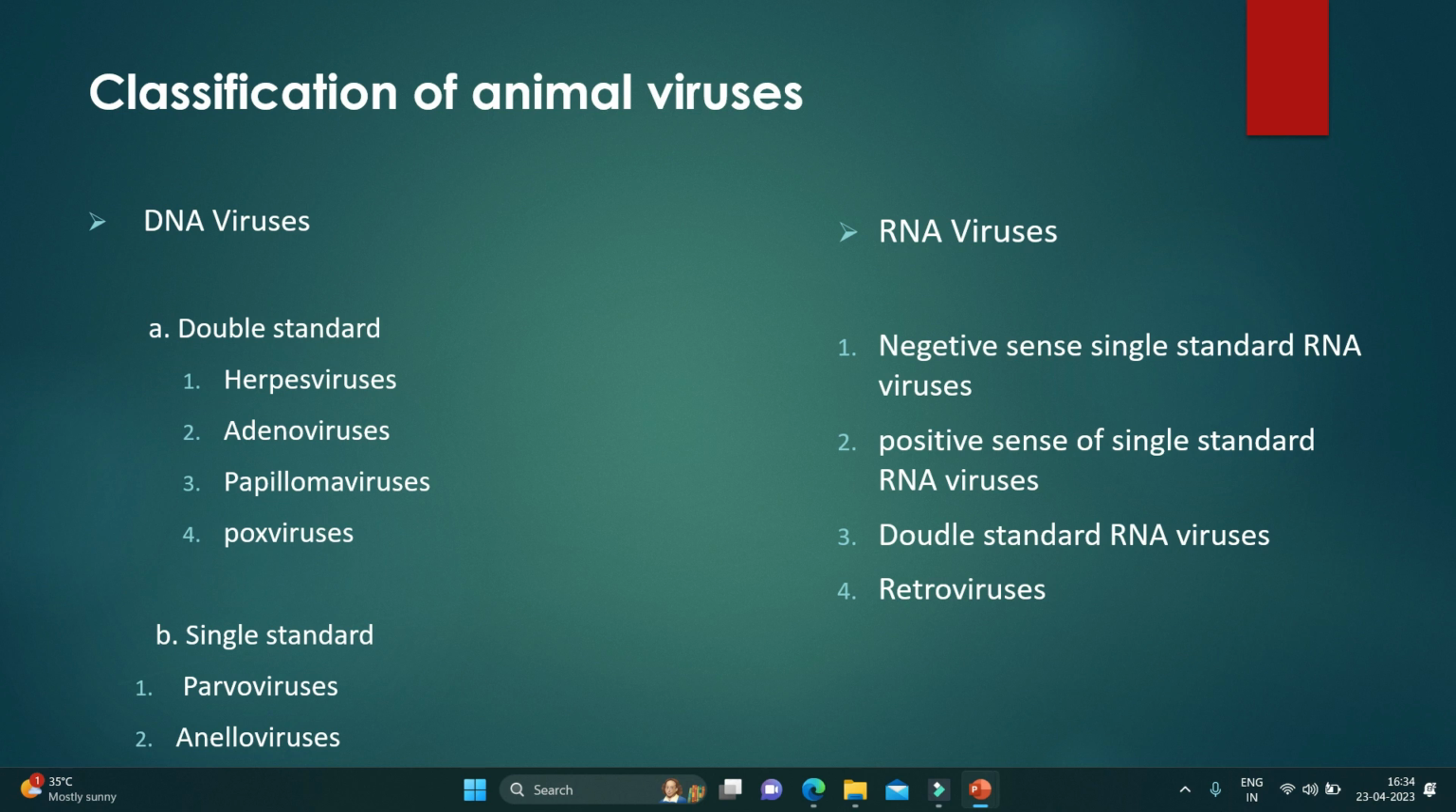Third one is double-stranded RNA virus. They have a genome consisting of two RNA strands, which can be segmented or non-segmented. Example, reovirus family, which includes rotavirus, which causes diarrhea in infants and young children. Fourth one is retrovirus, viruses that use a reverse transcriptase enzyme to convert their RNA genome into DNA. Example, HIV, which causes AIDS. So, next.